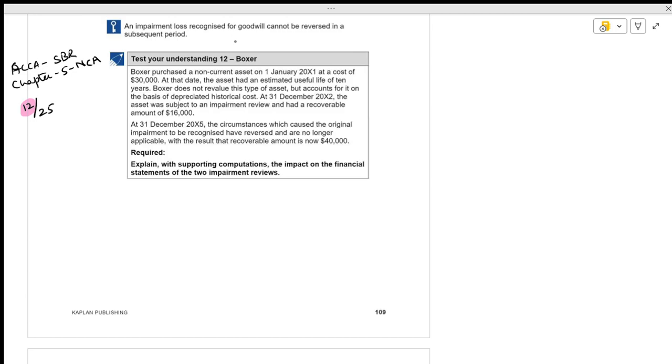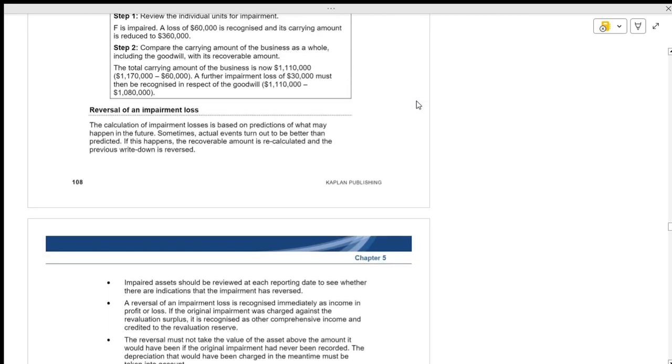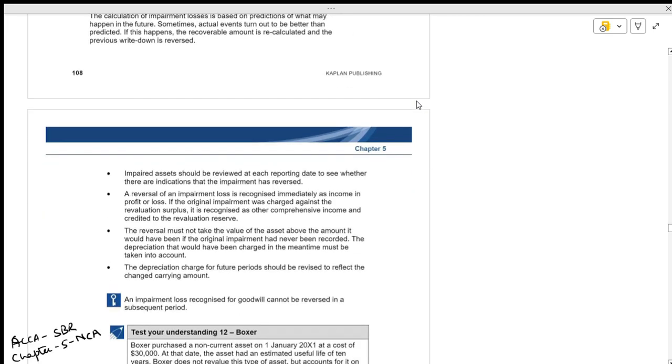So this is with respect to SBR chapter 5. Till the previous session, we were talking about impairment reviews. Now, for your information, how does the reversal of the impairment loss work? What are the conditions?